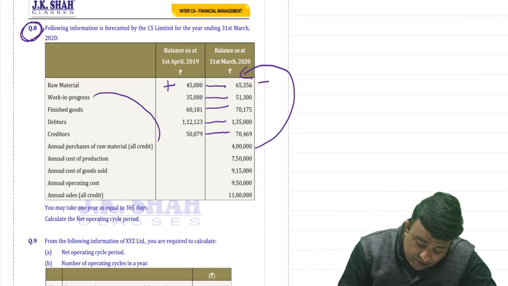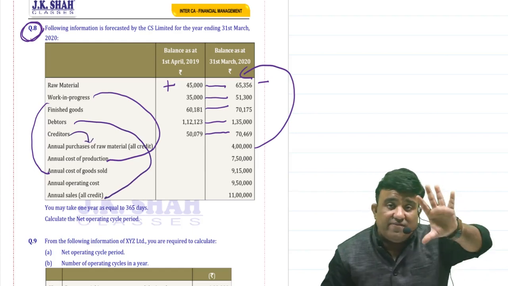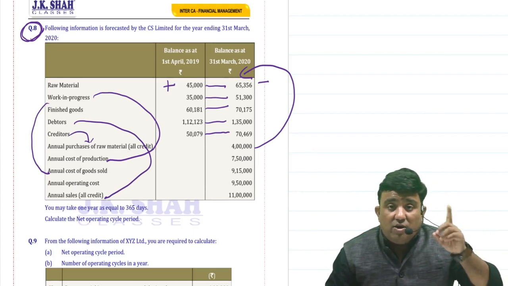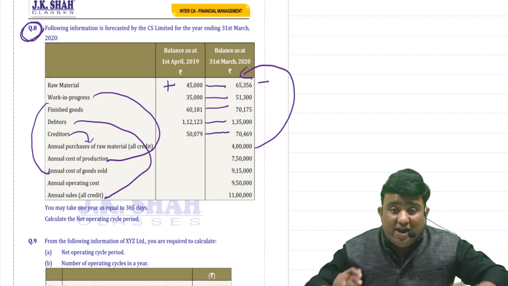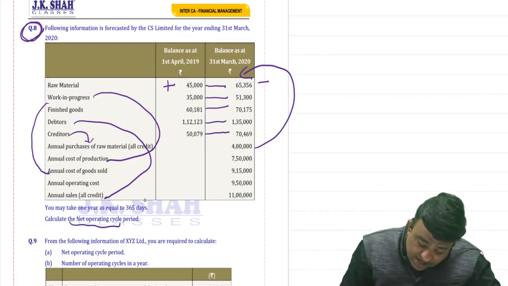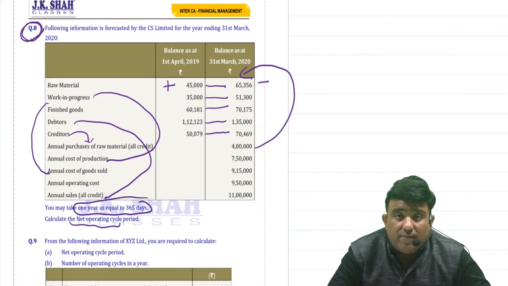WIP will be based on COP. Finished goods will be based on COGS. Debtors will be based on your credit sales. Creditors will be based on purchases. So depending upon that, you will derive the correct terms. Add raw material, WIP, finished goods, debtors, deduct creditors, credit period, and your operating cycle is ready, taking 1 year as 365 days. Confident everyone?